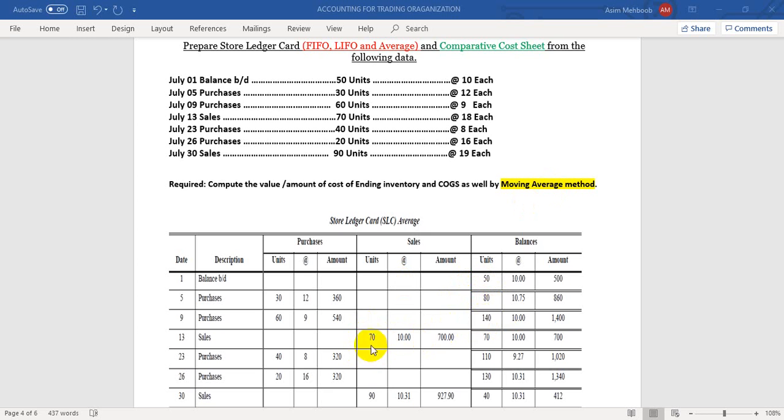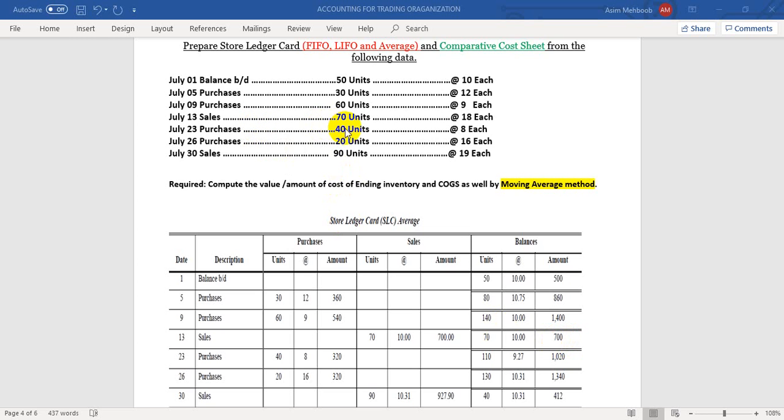So when you sell 70 units out of 140, how much is remaining? 70 units. And the price was 10, so 70 into 10 is 700. So out of 140, you sold 70 units, and how much remaining? When 70 has been sold, 70 remaining. So the price of 70 is 10 and this will be 700.